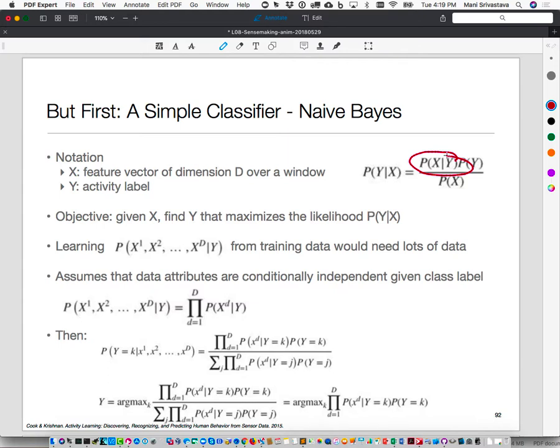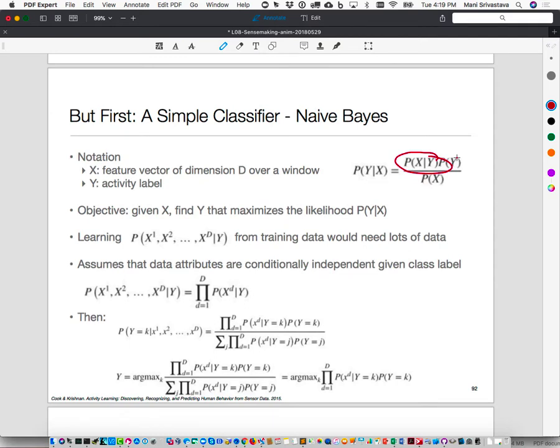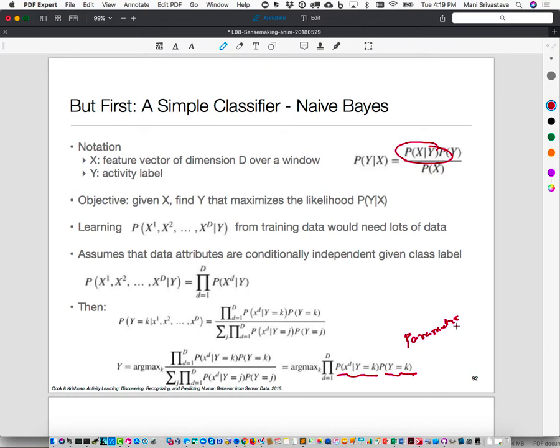So there are parameters corresponding to this. These are our parameters now, right? These two probabilities are the parameters of the model, and we need to learn those.